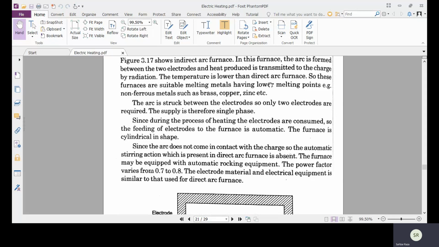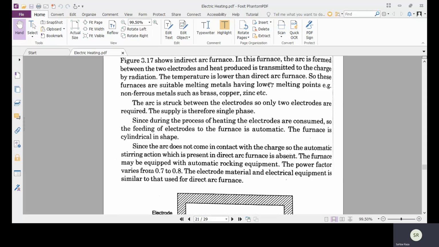In comparison to it, a three-phase supply is given to the direct arc furnaces. Over there you have already seen that there are three electrodes which are in direct contact with the charge. So in that case there is a three-phase supply, and in the indirect arc furnace there is a single phase supply.